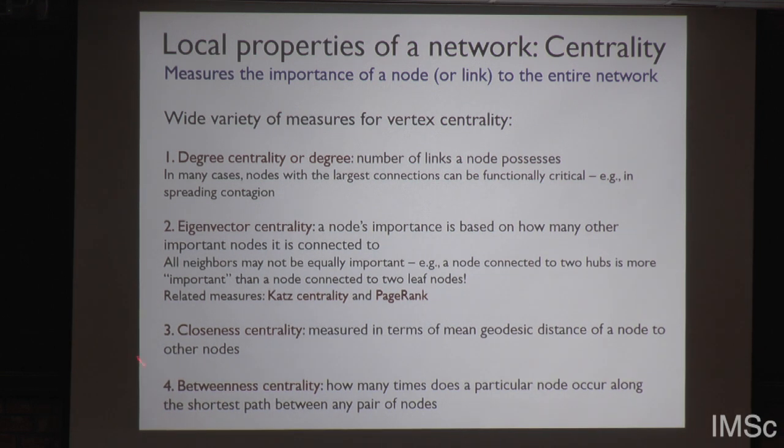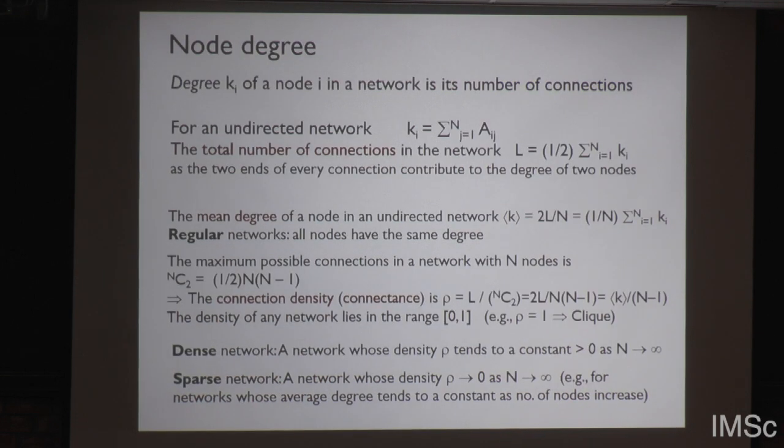And just as you can define these, which are all defined in terms of nodes, you can also define them in terms of edges. So you can talk about betweenness centrality of edges, where you say how frequently a particular edge is traveled through in order to go from any node to any other node.